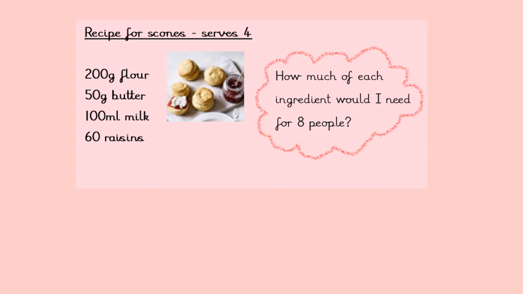This is a recipe for scones and it serves 4 people. You'll need 200 grams of flour, 50 grams of butter, 100 millilitres of milk and 60 raisins. If this recipe is for 4 people, how much of each ingredient would I need for 8 people?